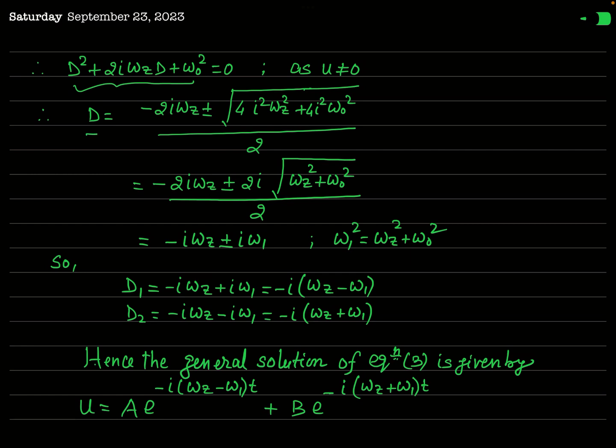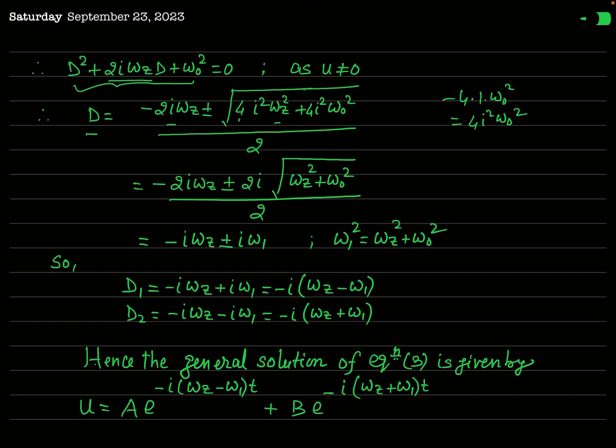According to the formula, this will be minus 2i omega z plus minus root over b square, and in place of b there is 2i omega z. So this will be 4i square omega z square, and minus 4ac. So minus 4, a is 1 and c is omega naught square. Instead of this minus 1, you can write i square. So this will be 4i square omega naught square.